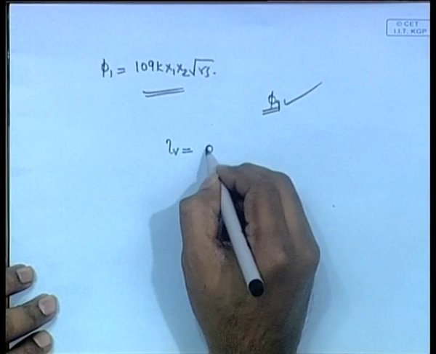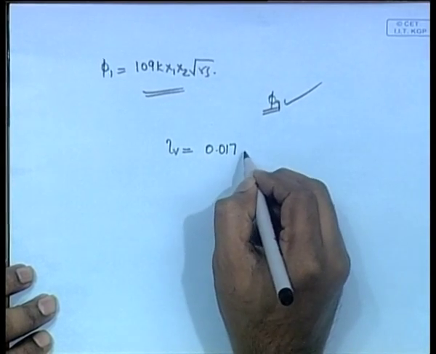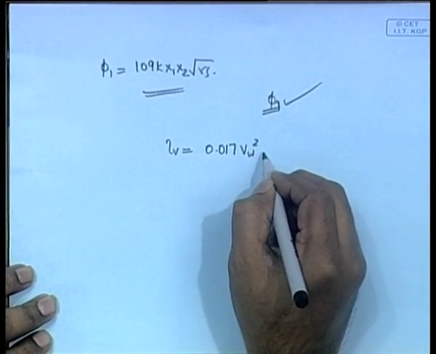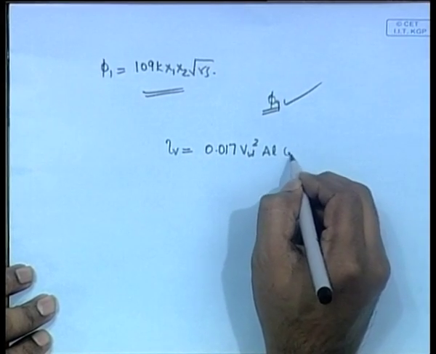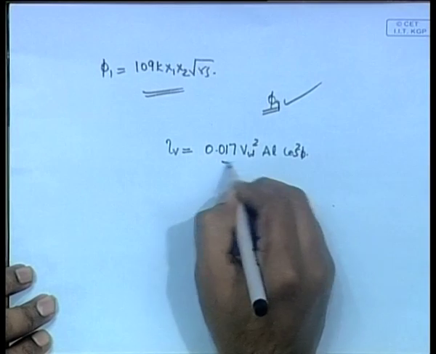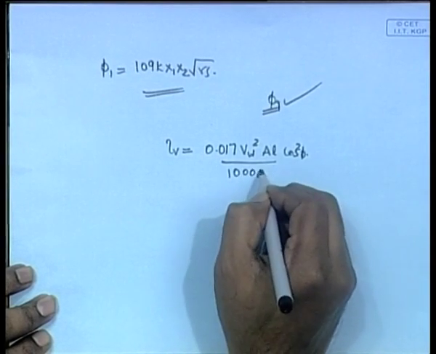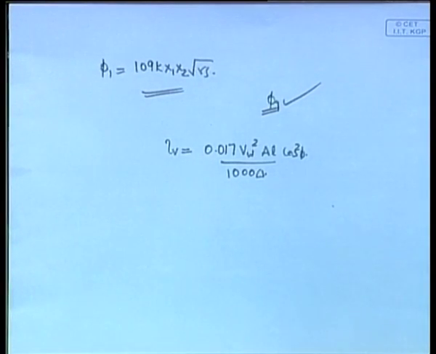For instance, I will mention some of the important points. The US Navy says that the wind heeling arm is defined as LV equal to 0.017 VW square A L cos square phi by 1000 delta. Now we can compare it with the formula that we have already given for the wind heeling arm by the IMO. Some terms have been replaced.